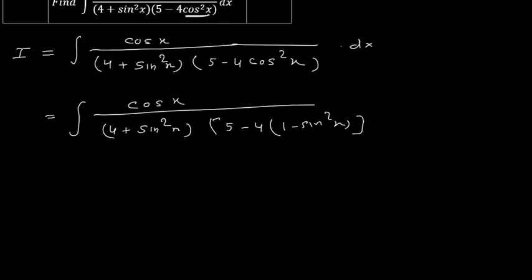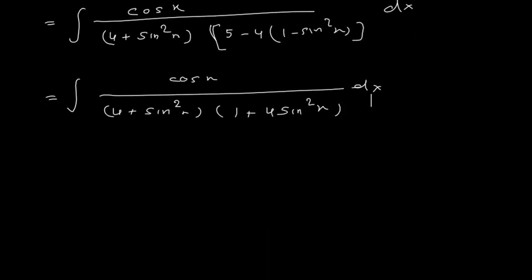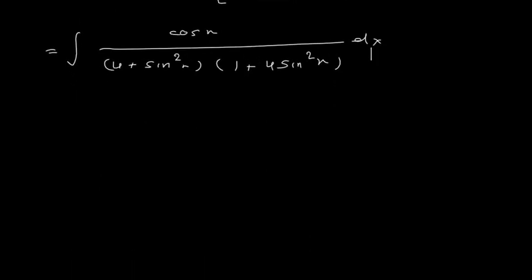So this square bracket is equal to the integration of cos x divided by 4 plus sin square x into 5 minus 4. So 5 minus 4 is 1, and this minus minus will become plus 4 sin square x, into dx. So we have cos x upon 4 plus sin square x into 1 plus 4 sin square x. Okay, it is the previous problem.